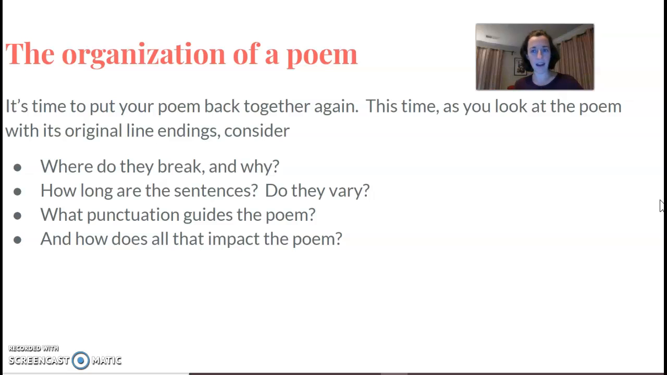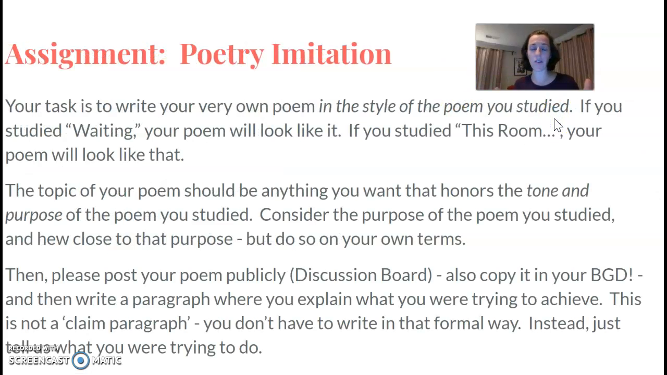So with this in mind, you will then go to a blank sheet and you'll write your own poems. Your task is to write your very own poem in the style of the poem you studied. You don't necessarily have to use the exact same length. If you picked Waiting, that's only 2 stanzas. Maybe you want to write a third, that's fine. If you picked Lee Young Lee, that's kind of the longer poem that we have this week. Maybe yours is 2/3 as long, that's fine. It's just that your poem is stylistically the same.